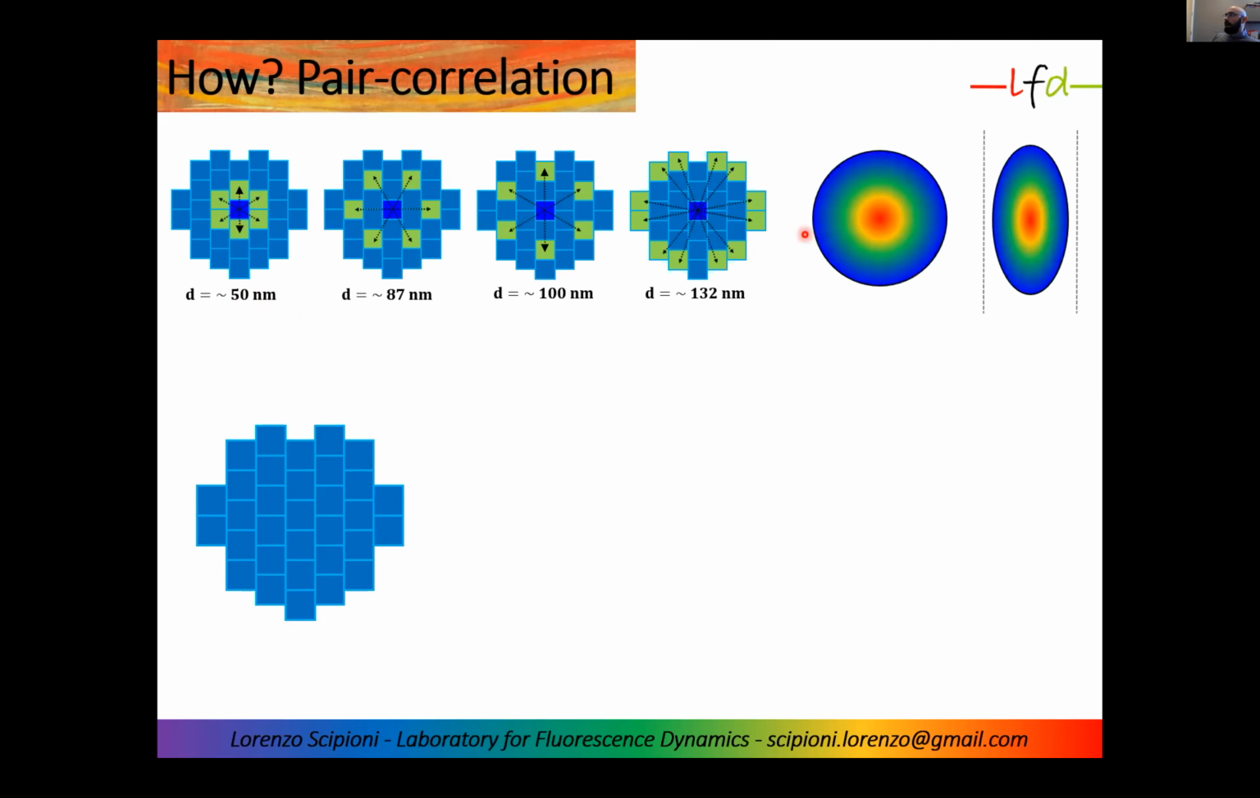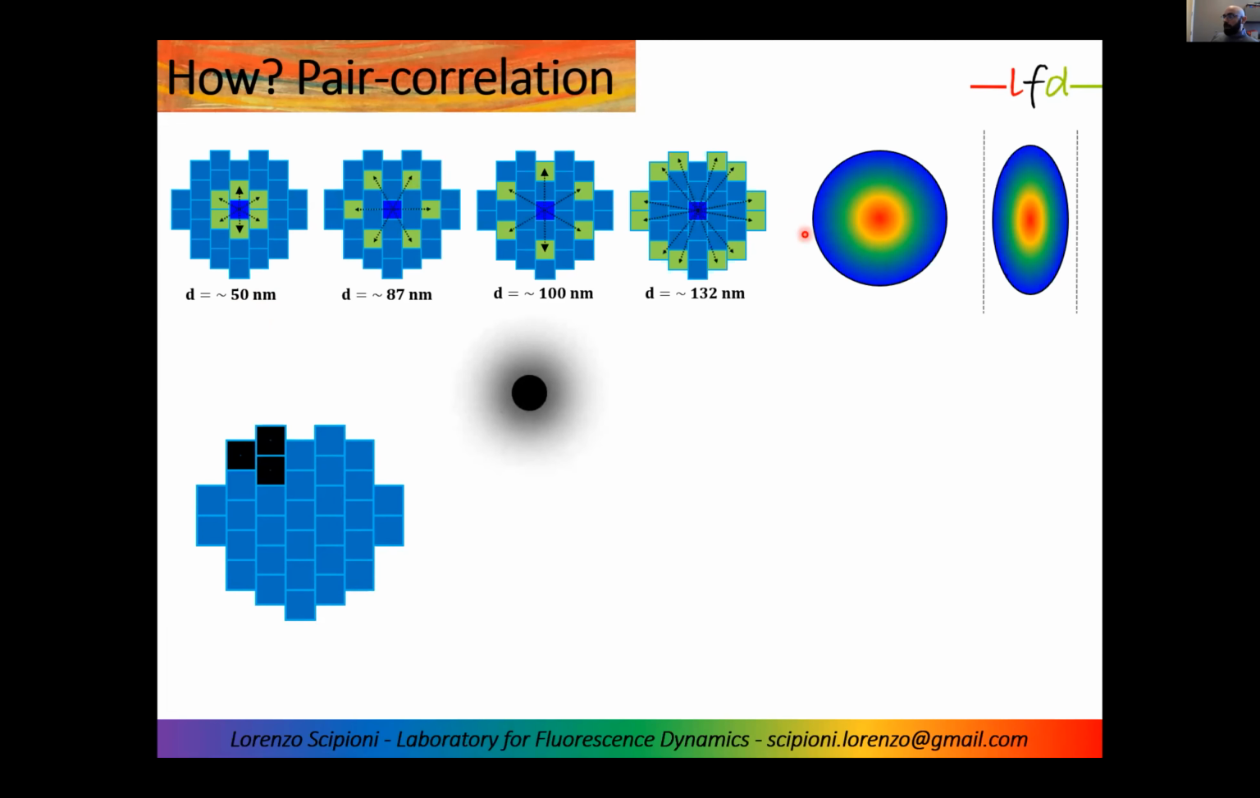Looking at how the shape of the pair correlation function is modified, we can assess the directionality of the molecule in that super resolution volume.